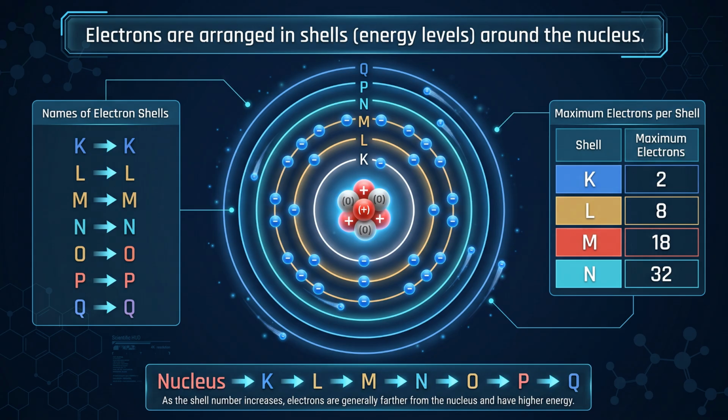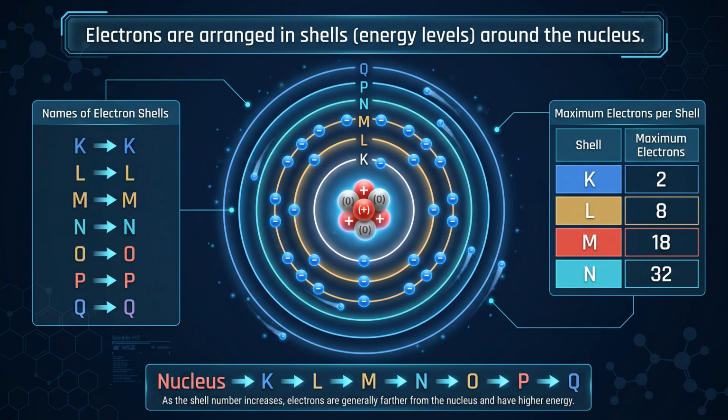Since the K shell cannot hold more than 2 electrons, the next electron in lithium must enter the L shell. Therefore, lithium has an electron arrangement of 2-1, meaning 2 electrons in the K shell and 1 electron in the L shell. Let us look at a few more examples.